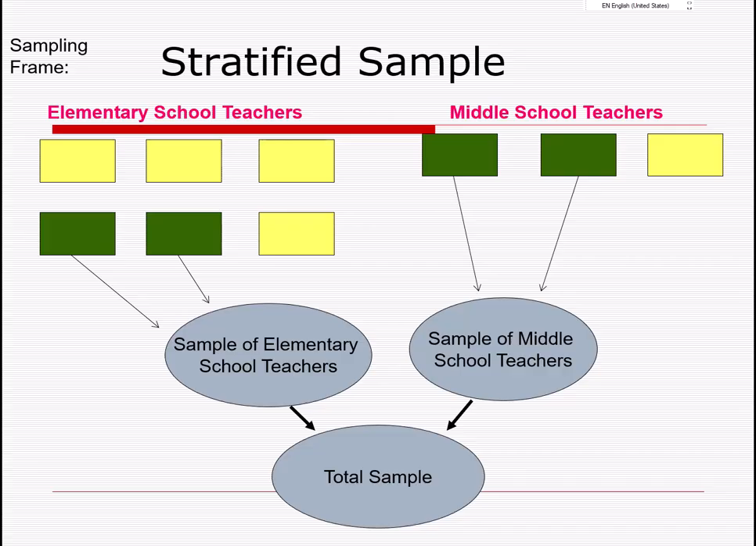Stratified sampling is particularly useful when certain groups may be overlooked, so you can oversample them.